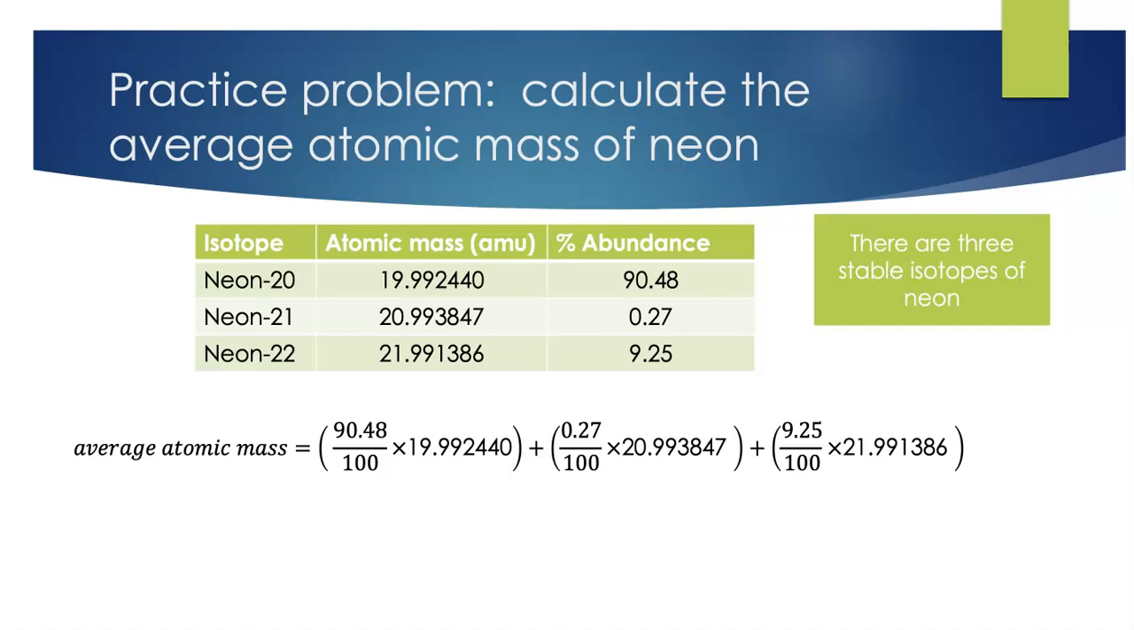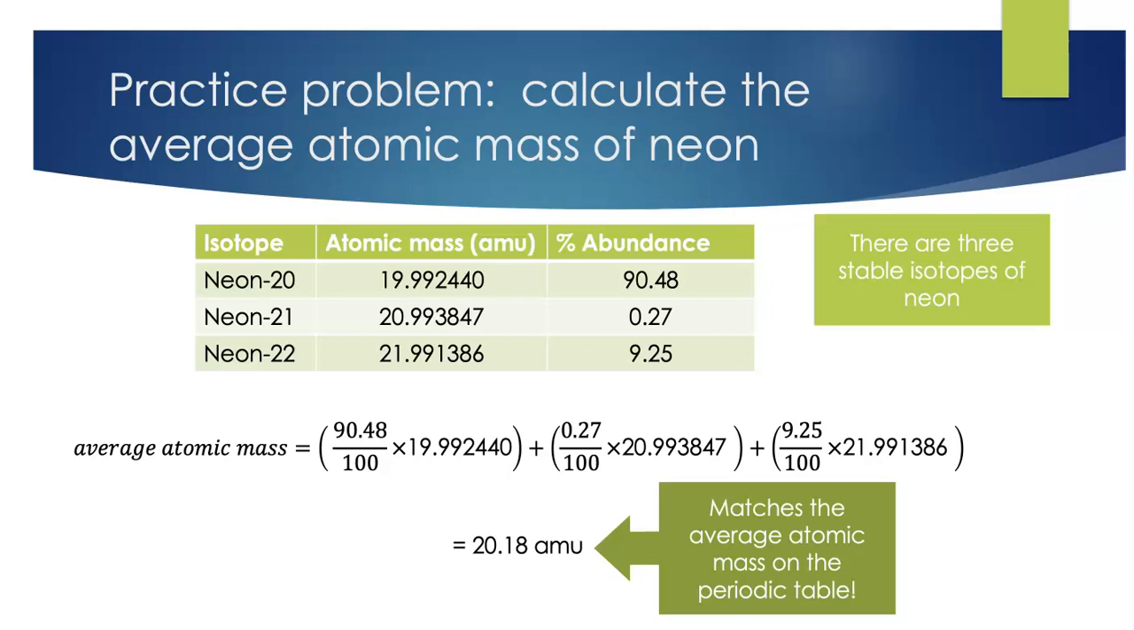So I've got these 3 calculations in the parentheses. I'm going to set them up in my calculator. I'm going to type everything in. And what do we get? 20.18 AMU. As expected, we get an average that's closer to 20 than any of the other isotope masses. And that's what matches the periodic table, which is our clue that we've done this calculation correctly, because we've accounted for the relative abundance of neon 20 being way higher than for the other 2.